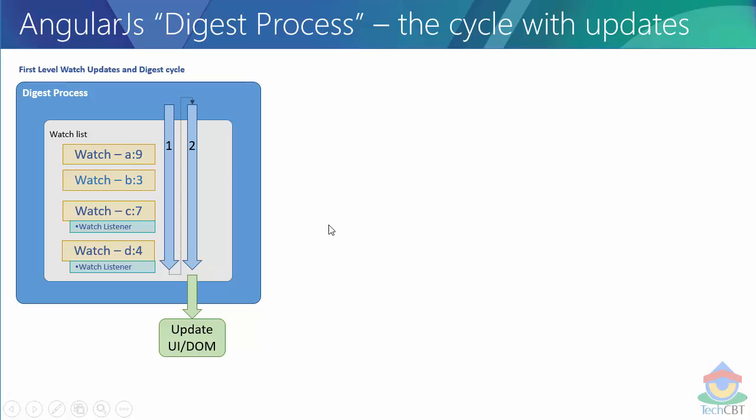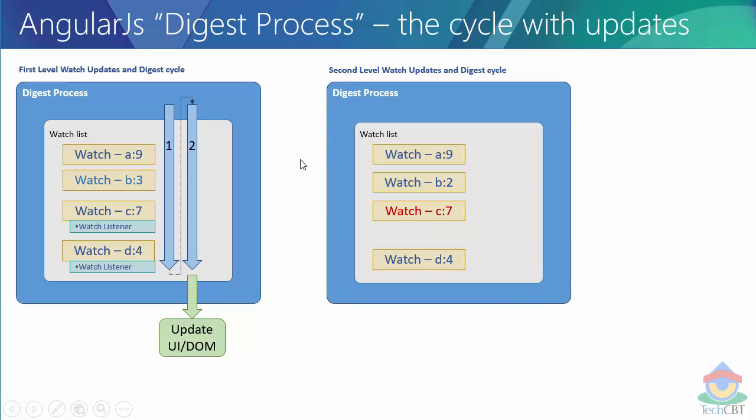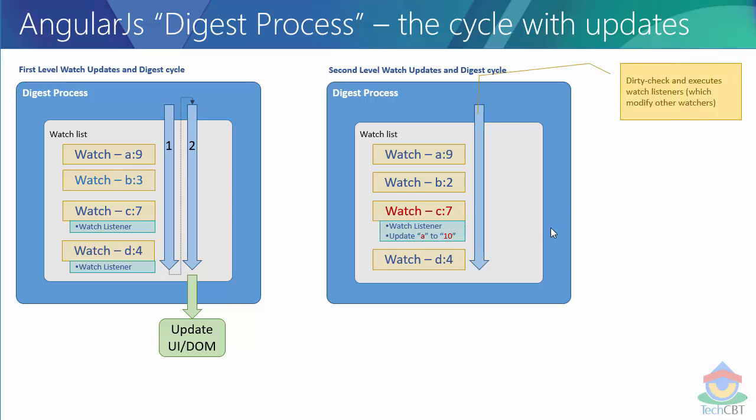Next, let us see if the watch listener itself is modifying some other variable. So that is the second case. We call that a second level watch update, and how it performs as part of the digest cycle. So the same story. In this case, instead of variable B, I'm having variable C. Which means C has been modified to 7. But I just wanted to explain, the watcher for C has a watch listener, and that watch listener is updating the scope variable A to 10 whenever the watch listener is executed.